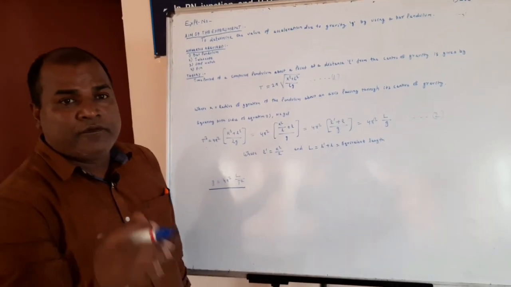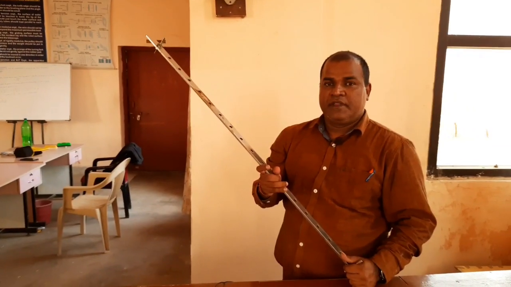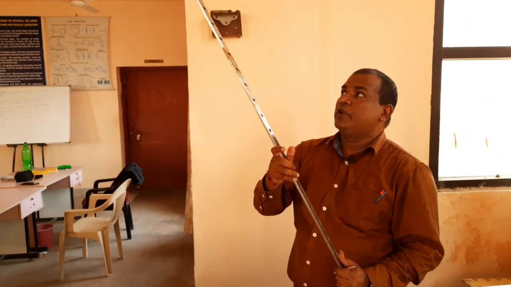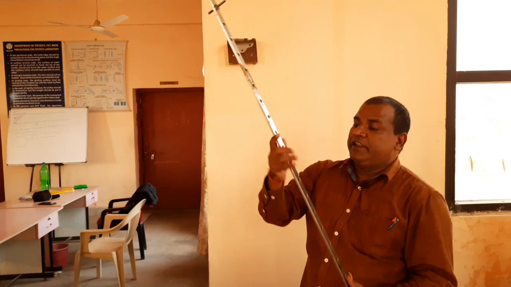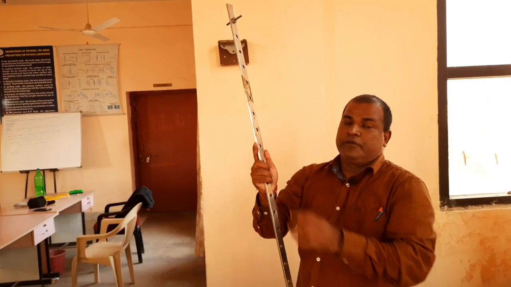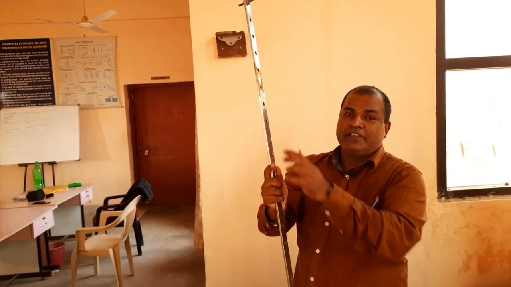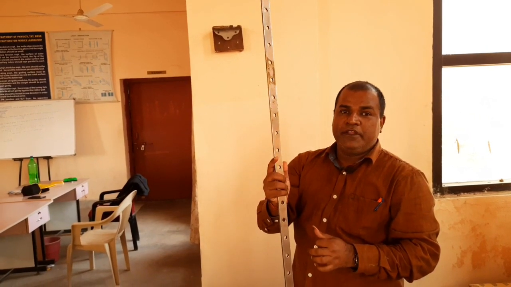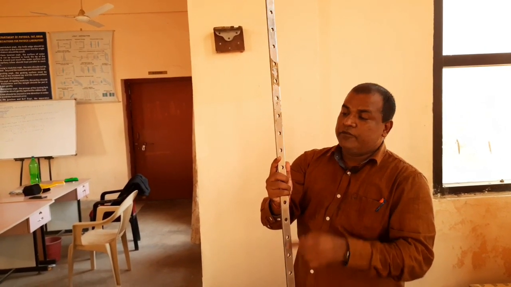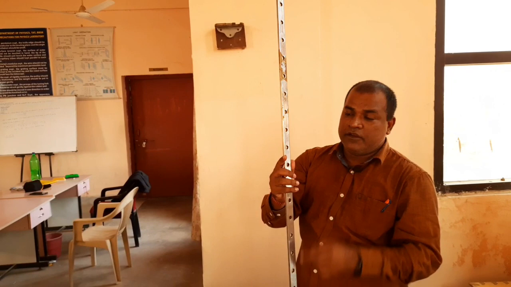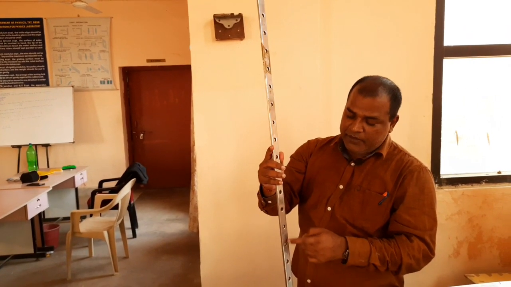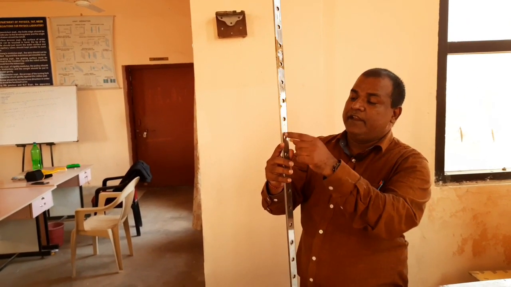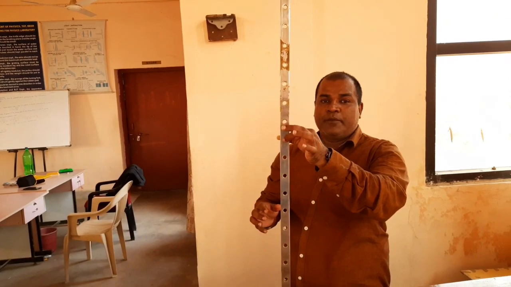Then we will move to the practical part. Let us see, this is your bar pendulum having 1 meter length, and there are 19 holes in the bar pendulum. First you have to find the center of gravity, the midpoint. Though the total number of holes is 19, the midpoint will be the 10th hole. So first, second, third, fourth, fifth, sixth, 7, 8, 9, 10. This is the center of gravity of the bar pendulum.